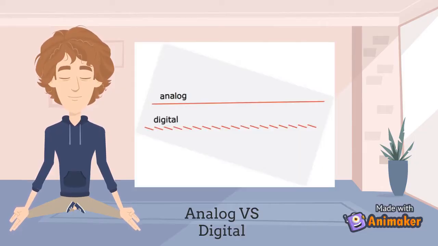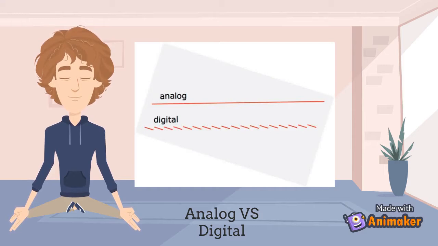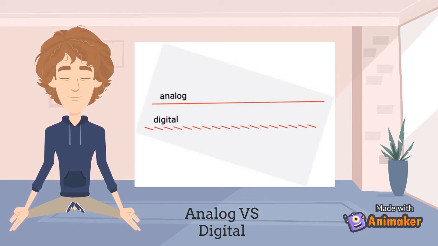Analog versus digital. Analog is a continuous signal, and digital is a stream of discrete numbers that represent the instantaneous amplitude of the analog signal. An analog signal is similar to a ramp, while the digital signal, by contrast, is more like stair steps.